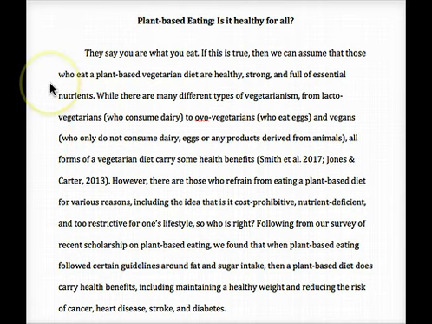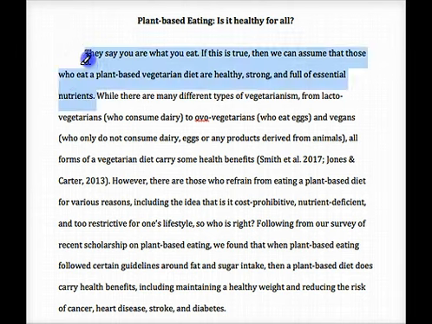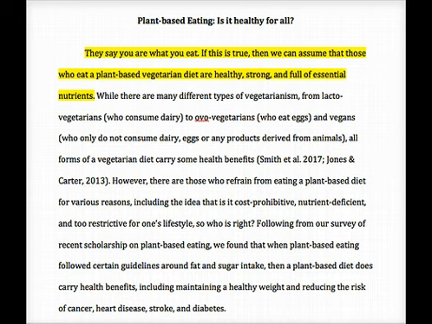So the first sentence here, they say you are what you eat. If this is true, then we can assume that those who eat a plant-based vegetarian diet are healthy, strong, and full of essential nutrients. So this first sentence, this is what we call the hook, or it sets the tone for the rest of the paper.